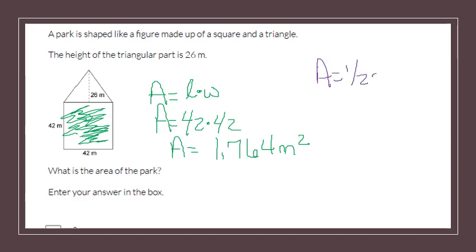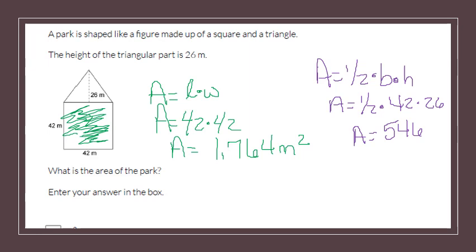I've got 1/2 times the base times the height. I know the base is the same as the width of the square, which is 42, and the height is 26. So when I multiply 1/2 times 42 times 26, I get the area is 546. So now I've just got to add those two together.